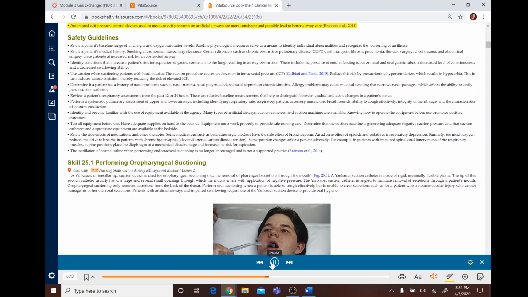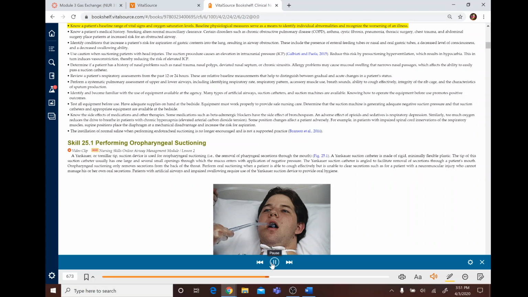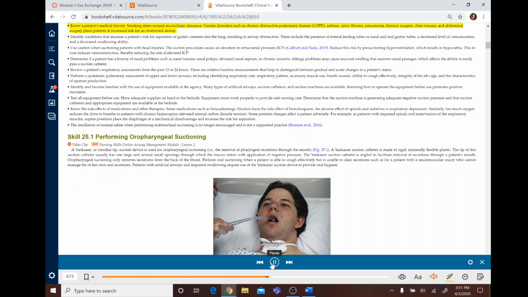Branson et al., 2014. Safety guidelines. Know a patient's baseline range of vital signs and oxygen saturation levels. Baseline physiological measures serve as a means to identify individual abnormalities and recognize the worsening of an illness. Know a patient's medical history. Smoking alters normal mucociliary clearance. Certain disorders such as chronic obstructive pulmonary disease, COPD, asthma, cystic fibrosis, pneumonia, thoracic surgery, chest trauma, and abdominal surgery place patients at increased risk for an obstructed airway.